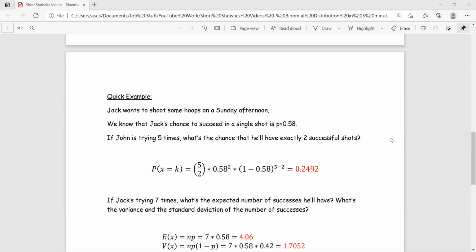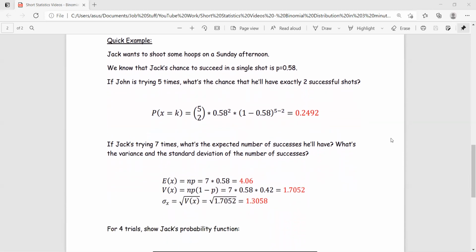Now, all we need to do is work with the very same formula we've just shown, which is 5 over 2 times 0.58 squared times 1 minus 0.58 to the power of 3. And altogether, it is 0.2492, which means there is a 24.92% chance that out of 5 shots, he'll succeed in exactly 2 shots.